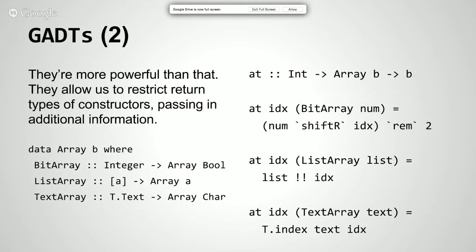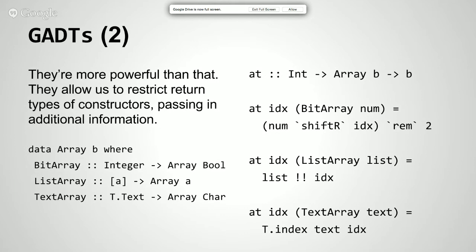So in this example, we have Array of B, where BitArray takes an integer and turns it into an Array of Bool. ListArray takes a list of A's and turns it into an Array of A. And TextArray takes a text and turns it into an Array of Char. So what we have there is, rather than saying Array of B equals blah, blah, blah, we give the constructors, and by giving the constructors, we have more control over what that B type is.